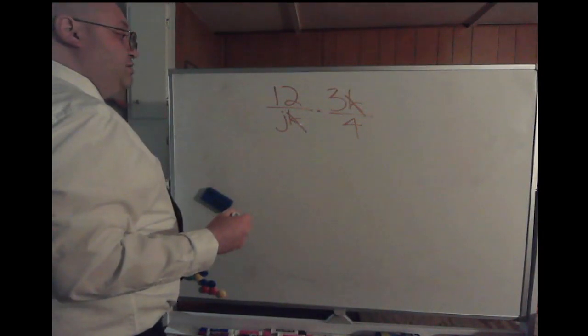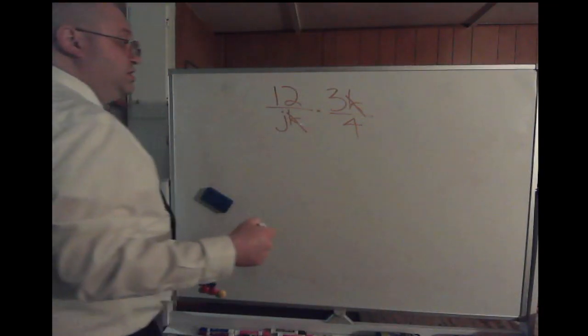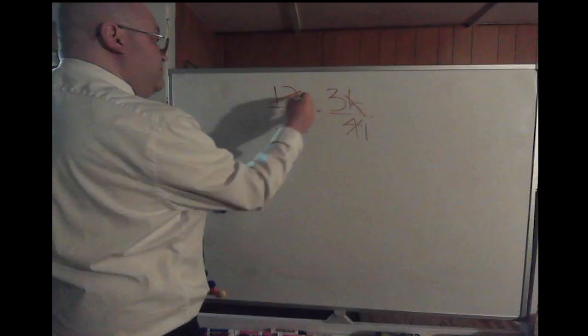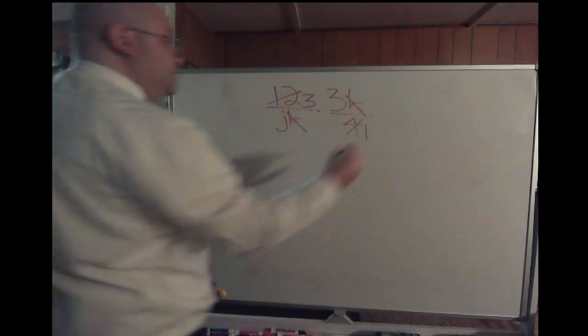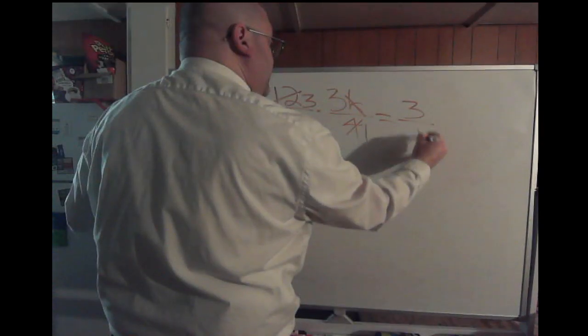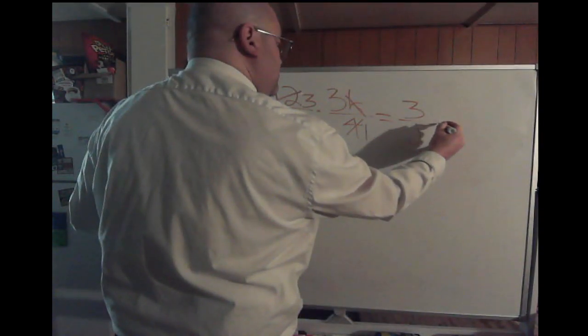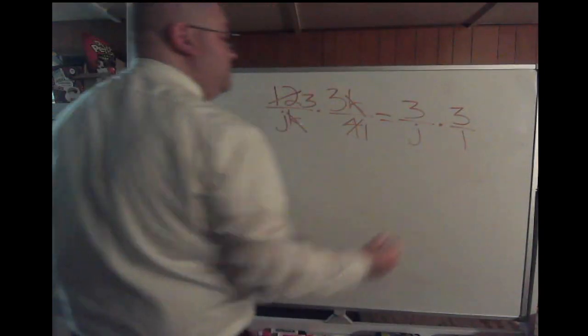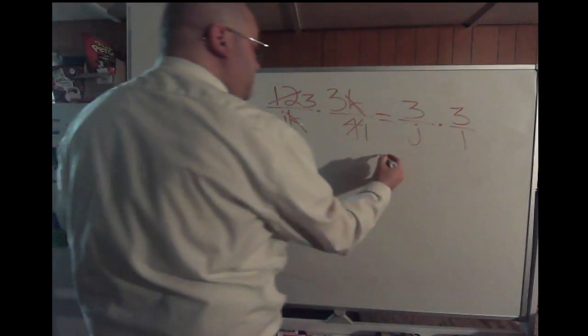Anything else jump out? Well, we have 4 and 12. 4 divided by 4 is 1. 12 divided by 4 is 3. So what you're going to be left with here is 3 over j times 3 over 1. Now you just multiply the numerators together.